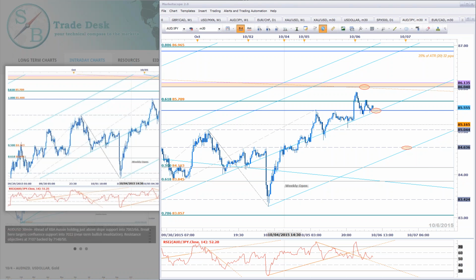And I think from Jamie's opinion, the conditions are changing where you want to be near term on the long side. So we'll see how that pans out. We'll take a look at that in a moment. Any questions on Aussie Yen before we move off?